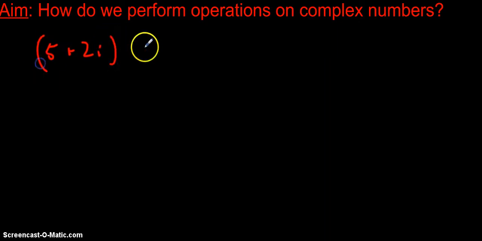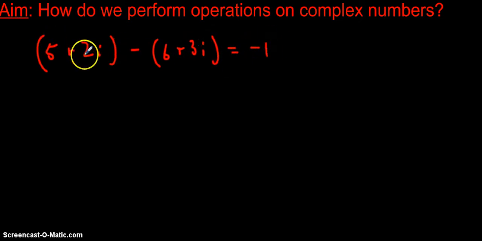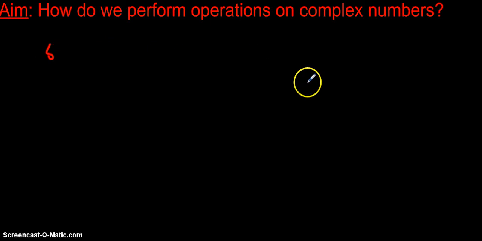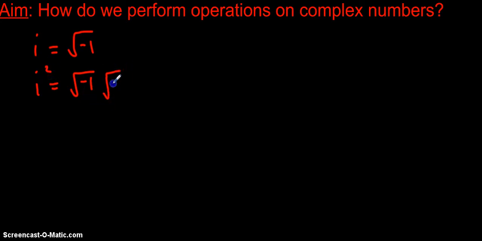If we had 5 plus 2i, which is again a complex number, and we were to subtract 6 plus 3i, we will get 5 minus 6, which is negative 1, and 2i minus 3i, which is negative i. Alright, so it kind of works like a variable. It's just we actually do know what the value of i is. i is equal to the square root of negative 1. So that means that i squared is equal to negative radical 1 times negative radical 1, which is equal to negative 1.